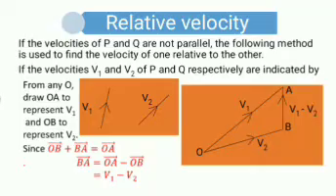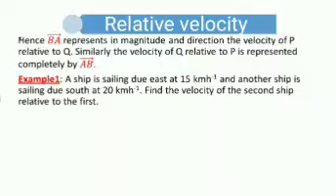So what we are saying in essence is that BA represents in magnitude and direction the velocity of P relative to Q. Similarly, the velocity of Q relative to P is represented by AB, which will be phi2 minus phi1.